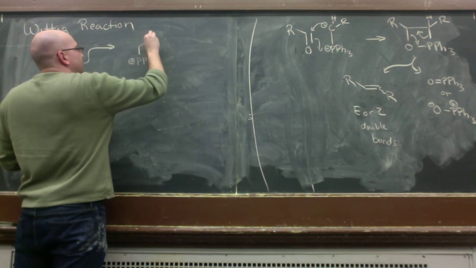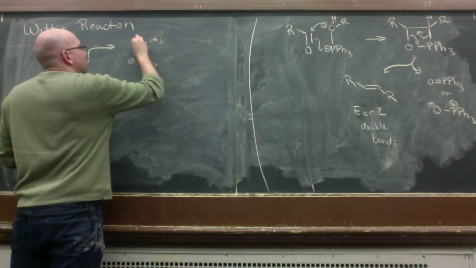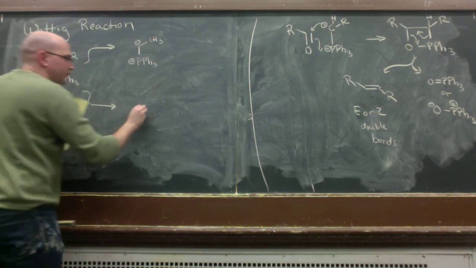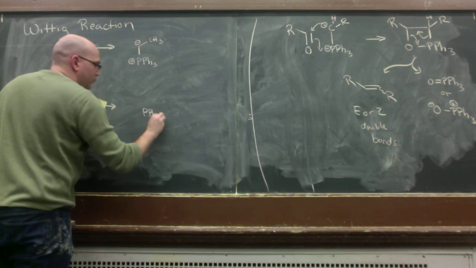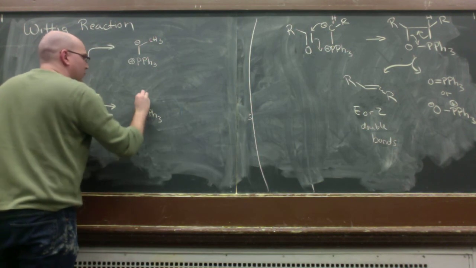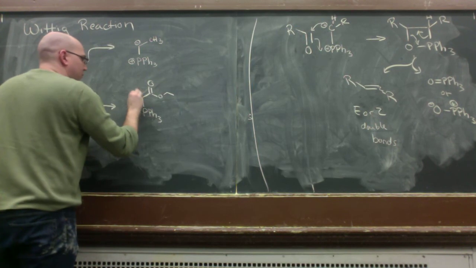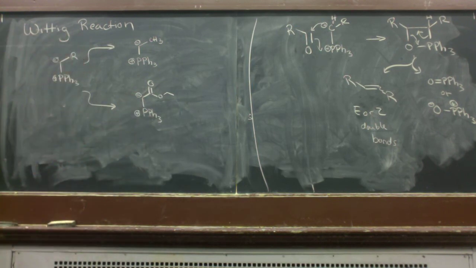Let's discuss a couple of different types of R groups. Okay, so here are 2 different possibilities of R groups. The top one is just a methyl group, right? The bottom one is an ester.